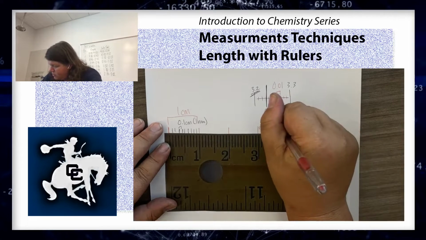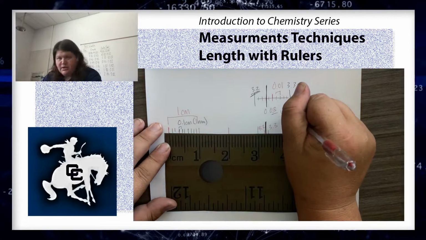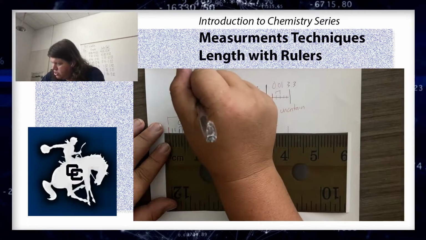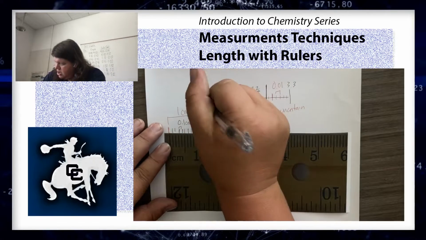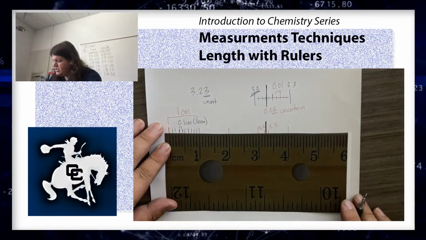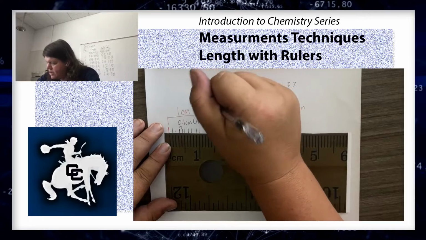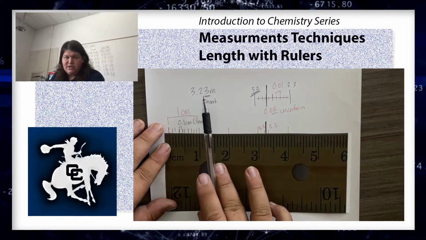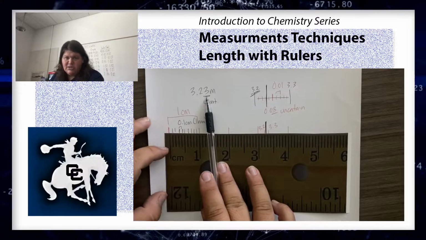This 3 is what we call the uncertain digit. The uncertain digit is the digit that we do not know, but we are guessing. The final measurement here then is 3.23, where 3 is the uncertain digit. This measurement system works no matter what you're actually measuring. The point is, you always want to guess this uncertain digit when you do a measurement using the ruler.